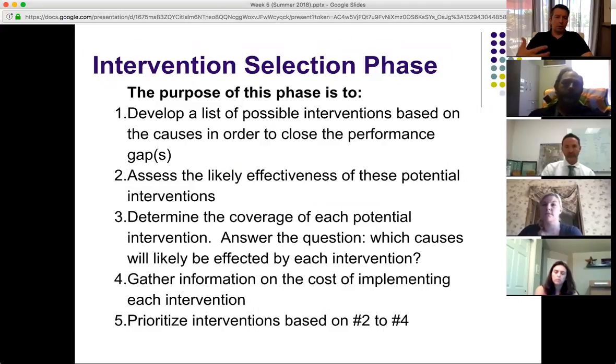And then finally, once you have your data on your cause analysis, you want to go to your intervention selection phase. And this is where there's a little more art involved in selecting your interventions. You want to make sure that you pick interventions that have the biggest bang for the buck, that there's residual effects on maybe other gaps.